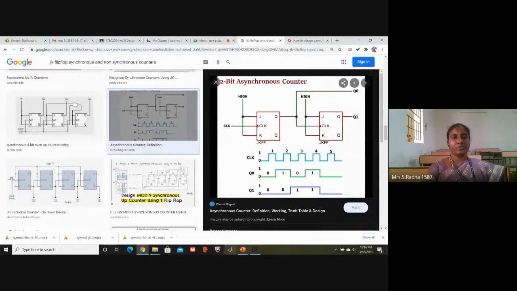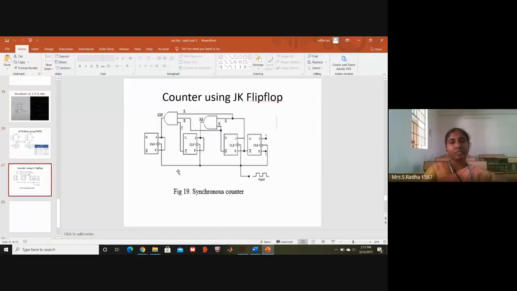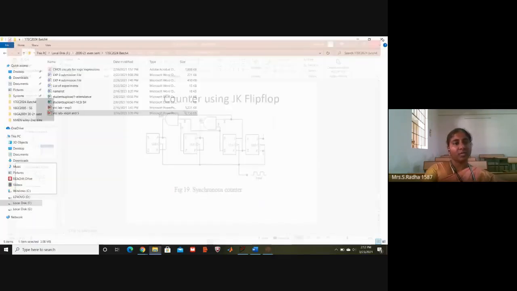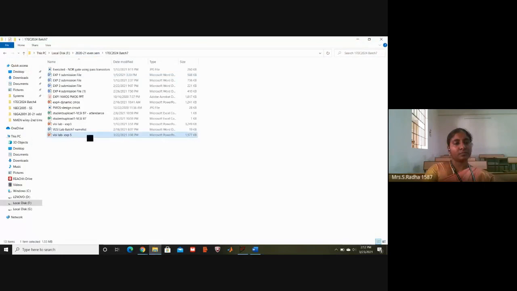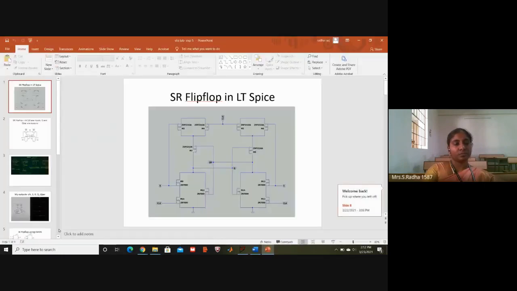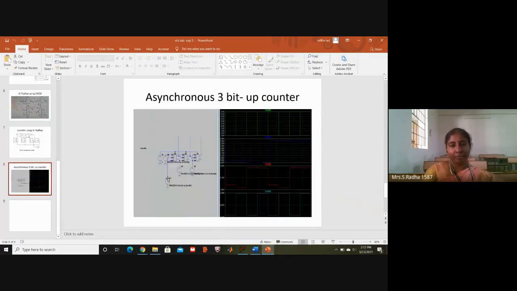And now I am going to the synchronous. Here all the flip-flops have the same clock. This is a synchronous counter. Asynchronous counter means the flip-flops will have different clocks. If you see here, I have used 3 JK flip-flops. Their clocks are different. That is an asynchronous counter.